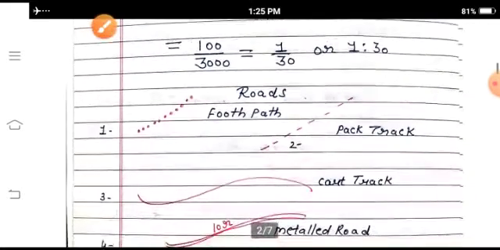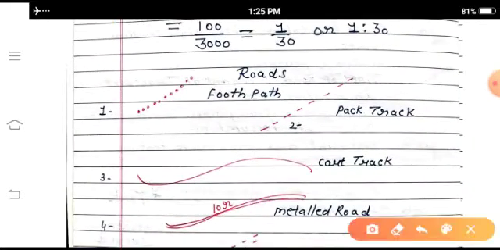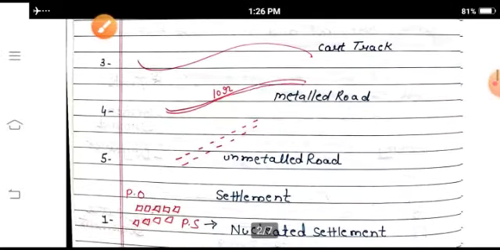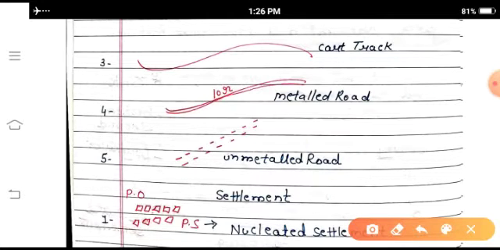Some of the symbols on the basis of the road. This symbol represents a footpath. This symbol represents a pack track, where animals and humans both cross. Next, the cart track, which means it is suitable for bullock carts. Metalled road shows the area of growth and urban area, with a post office, police station, dispensary. Now the unmetalled road shows the village area.